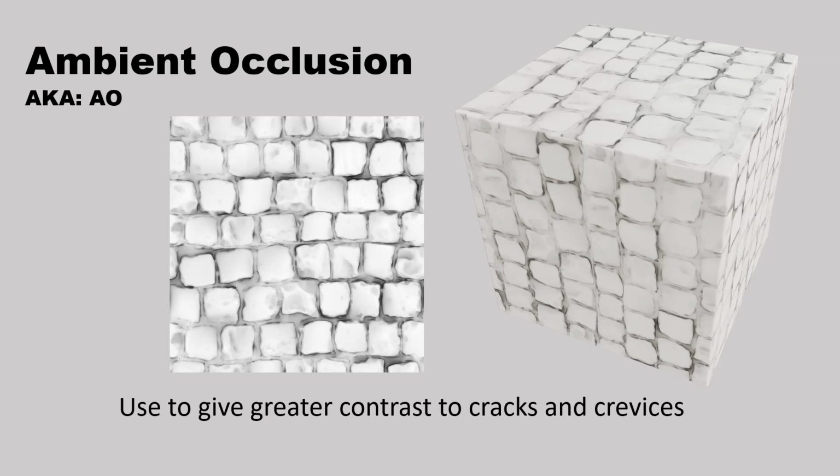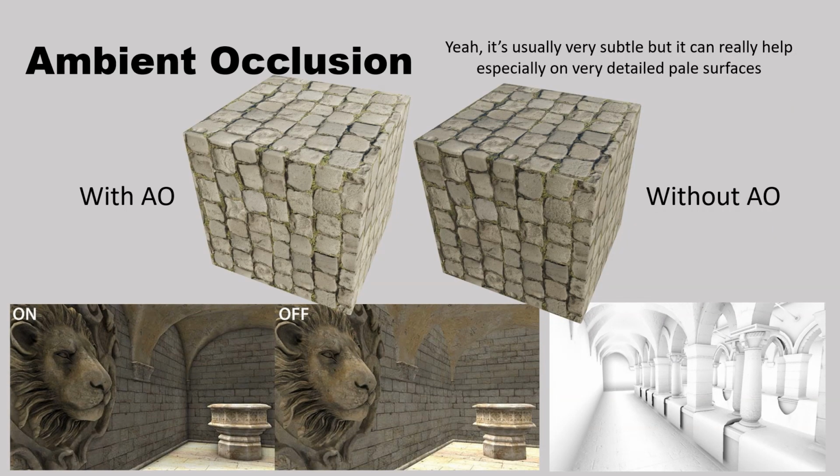It's just a grayscale image with darker areas suggesting cracks and crevices where not a lot of ambient light is bouncing around into the scene. So in a high poly mesh, there's usually enough geometry to get the job done, but an ambient occlusion map can really help define the edges of low poly scenes by darkening the corners.